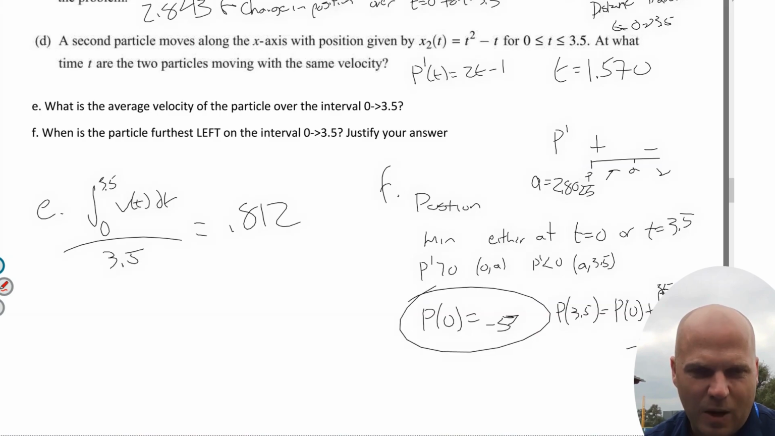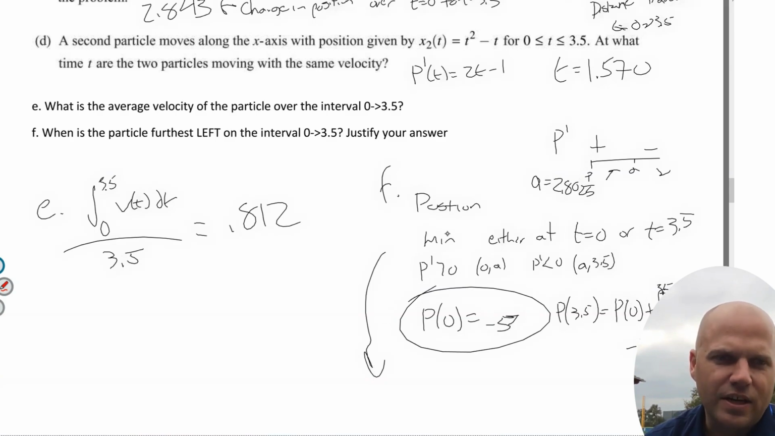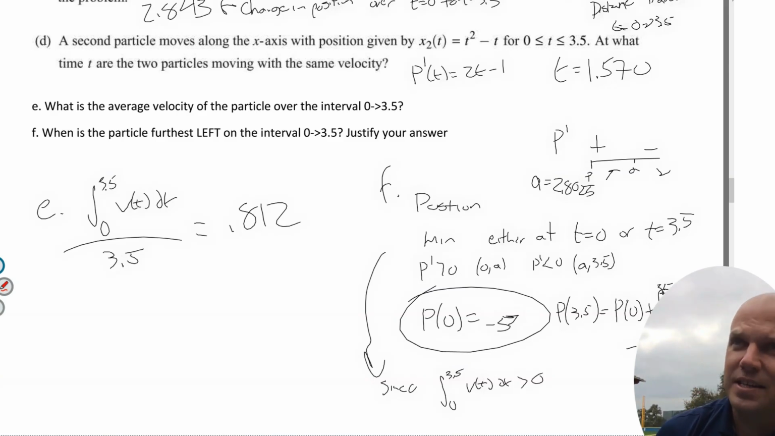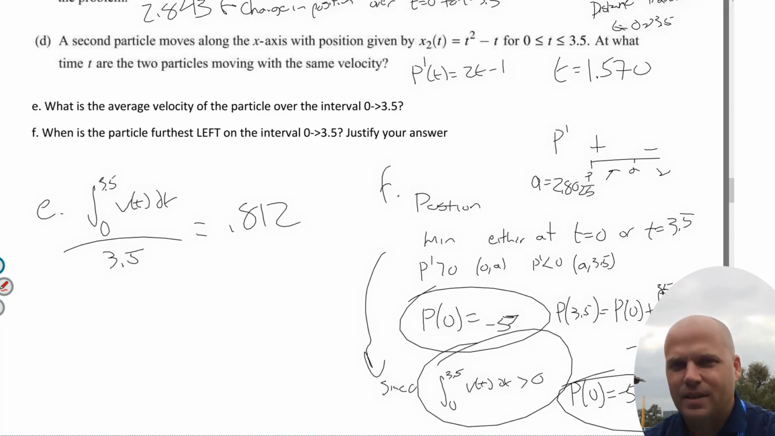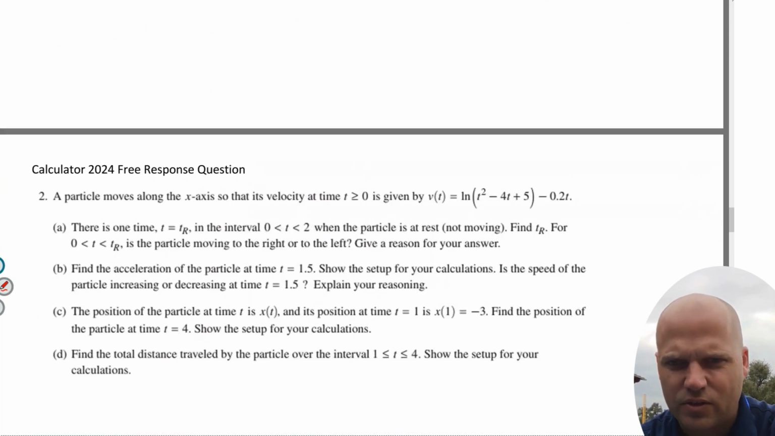Or you could say, here's my winner of my candidates. So again, what did I just say? The min is either at 0 or 3.5 because of my derivative signs. However, since your accumulation from 0 to 3.5 of your velocity is positive, that means you ended to the right of where you started. You could have said P of 0 equals -5 is the min, just because of that. I hope you understand that. If not, you should, or come ask questions. I'll give you more answers.